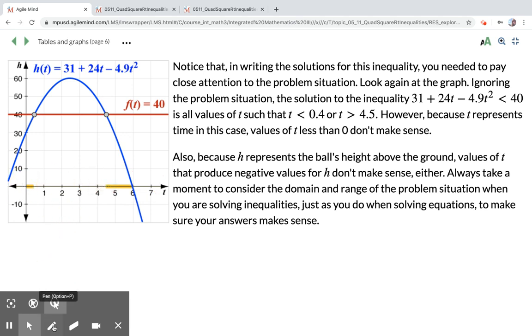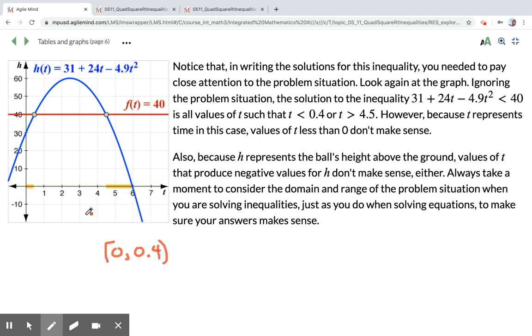So there are a few things we need to keep in mind. So this is going to change. I want to do t is less than 0.4 and t is greater than 4.5. But because my time can't be negative, then what my interval actually ends up being is from 0 to 0.4, right? Open, and that one can actually be closed. That's okay. And the other interval then is going to be from 4.5.